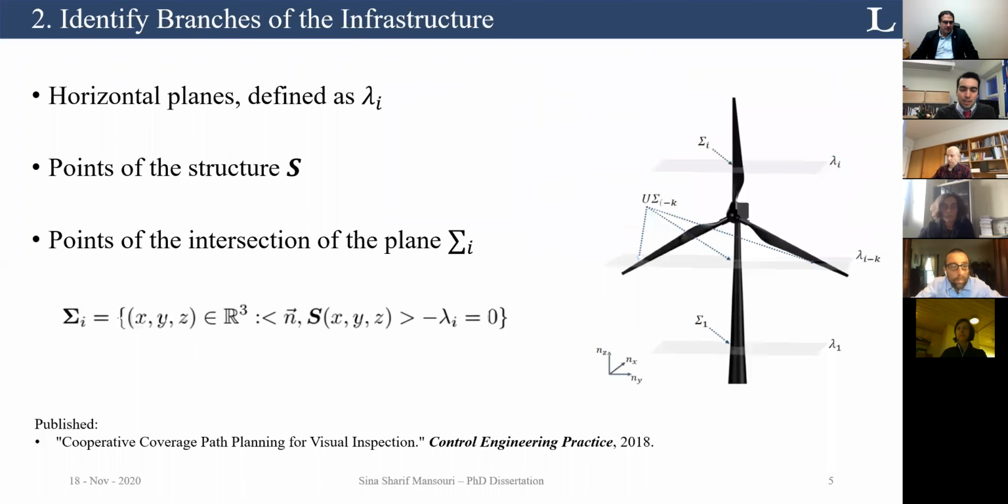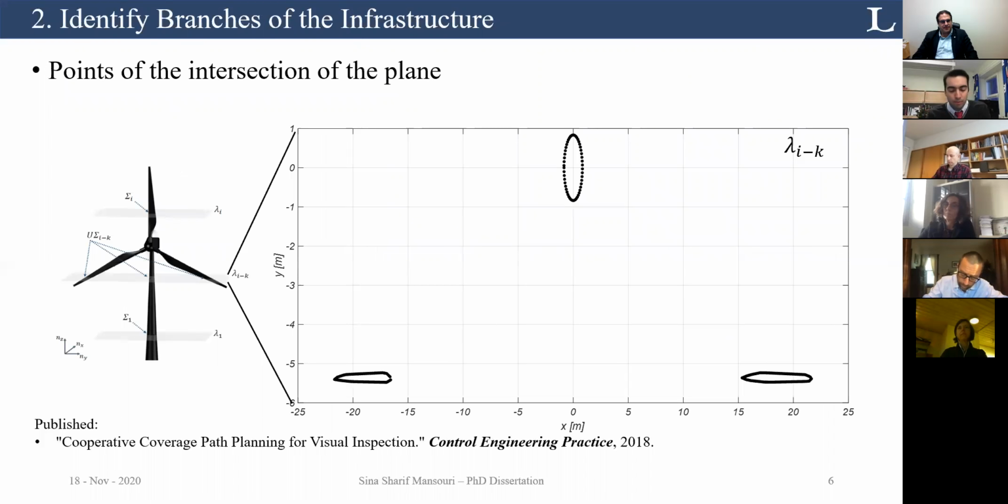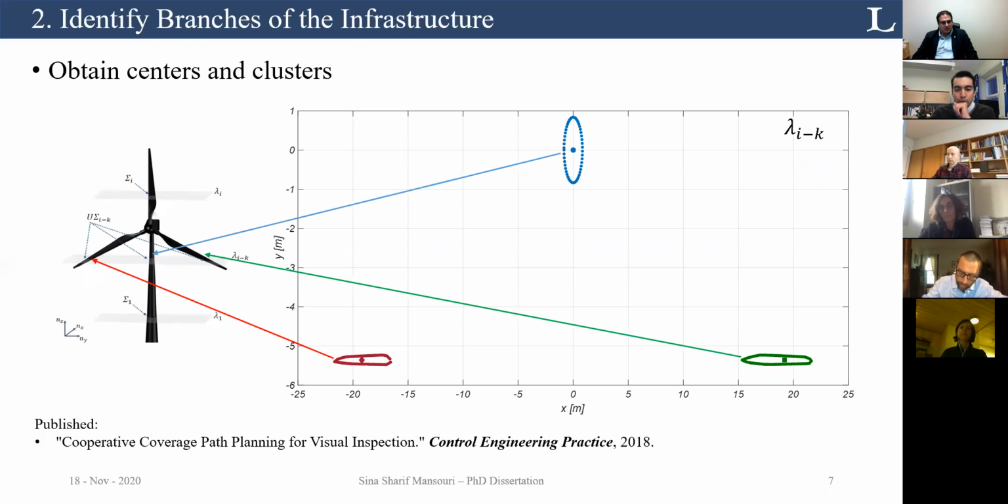So what we do is start intersecting the planes with the model that we have, for example, here a wind turbine, and we extract the points. So this is almost what we expect it to look like. However, we don't know how many branches we have and which one corresponds to where. So we do clustering, and we also find the centers of the clusters. This information will later be used to provide the heading commands for the micro aerial vehicles.